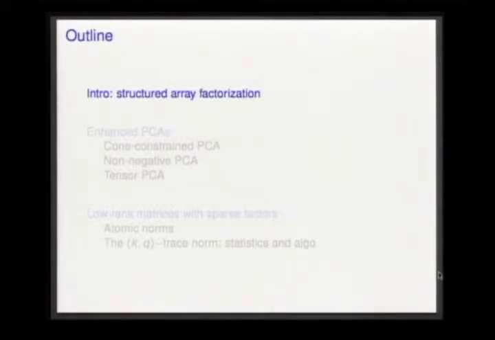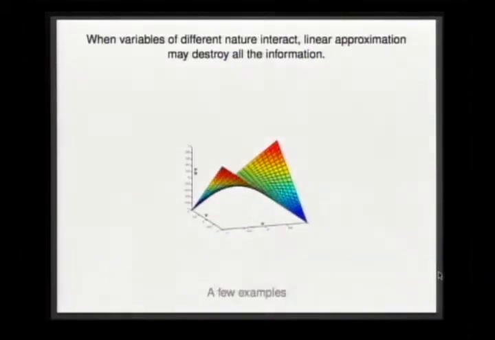So I use array factorization because I'm going to talk about matrices, but also a little bit about tensors, so higher order arrays than order 2. And so for motivating the problem, I'll start by telling that there are some problems in which different types of variables interact together. And if you linearize the problem and try to solve a linear regression kind of problem, you're not going to catch the real structure that is in your data.